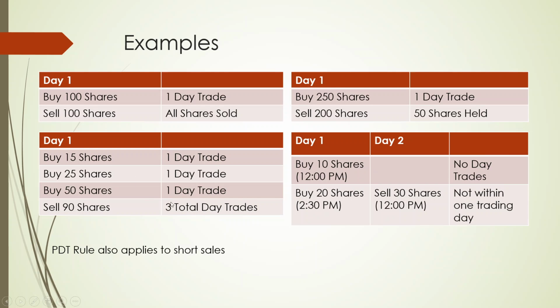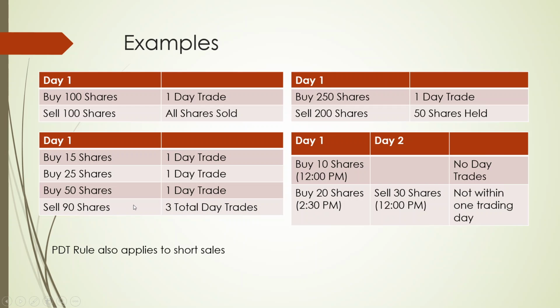And so now the third example is one that, when I was learning about the PDT rule, was a bit confusing. If you buy three times without selling, let's say I bought 15 shares at 9 a.m., and then I bought 25 additional shares at 10 a.m., and then I bought 50 additional shares afterward at 11 a.m. But then I sell all 90 shares at maybe 12 p.m.